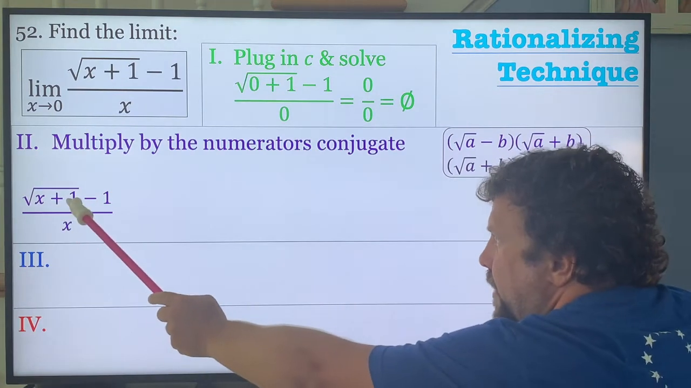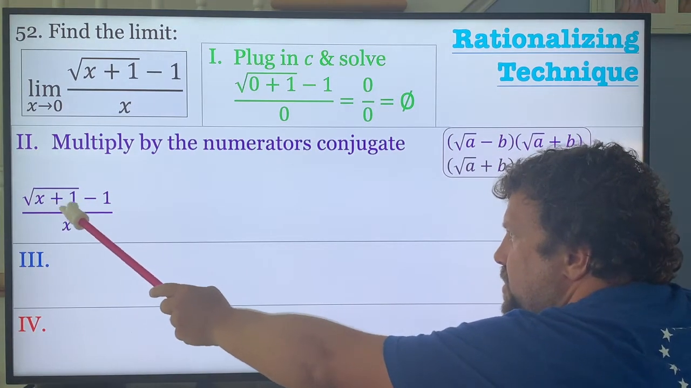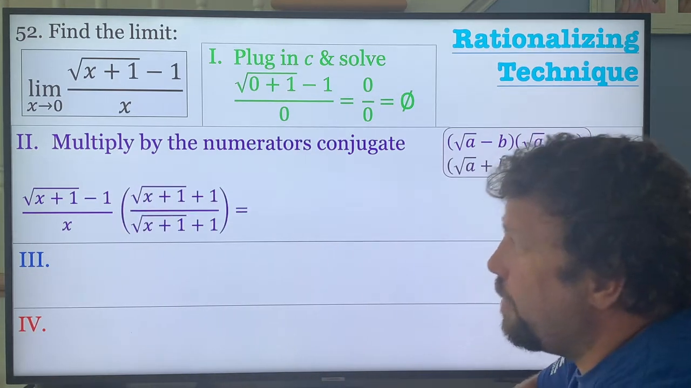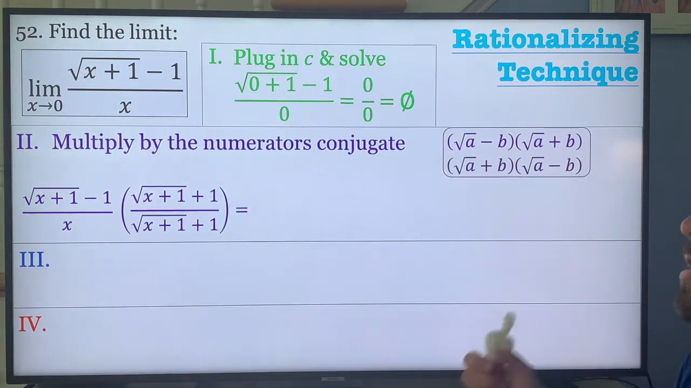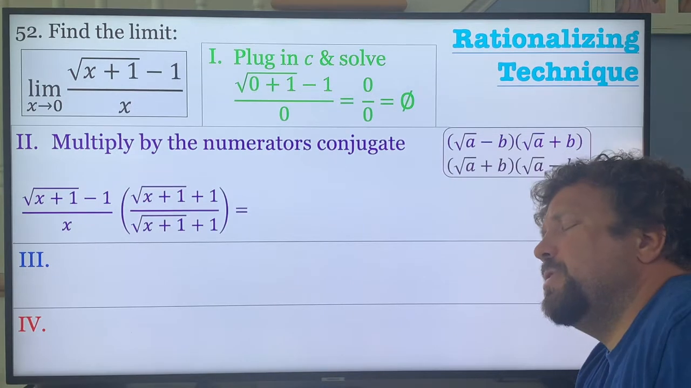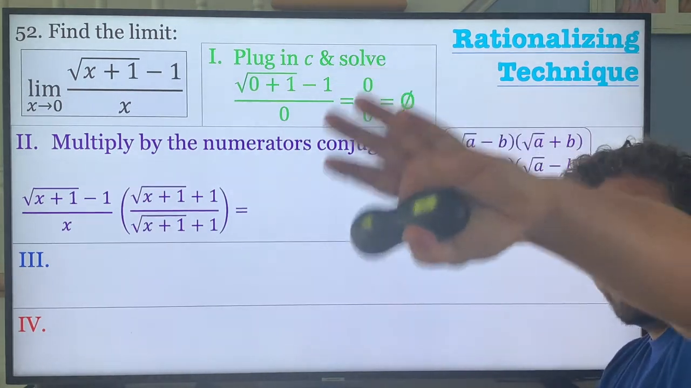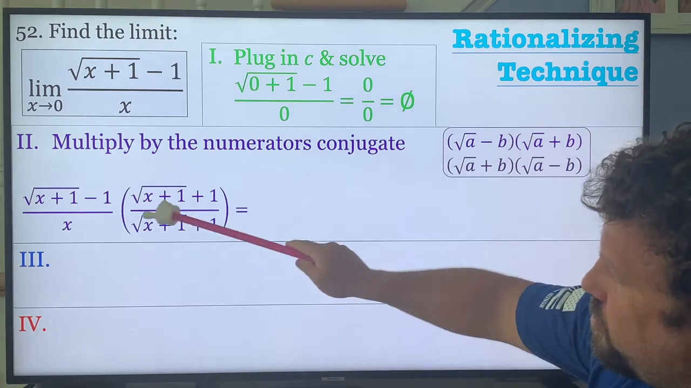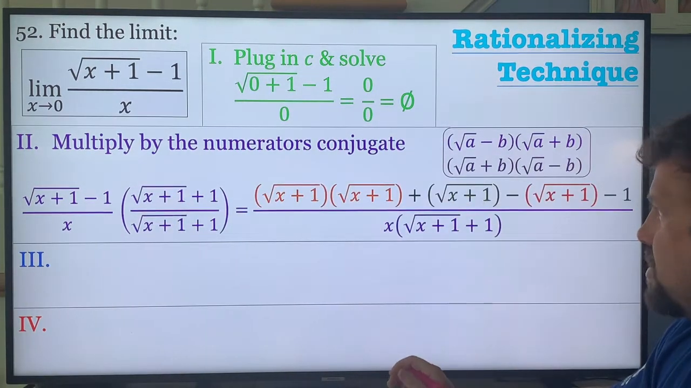So let's look. So we have our conjugate. Our conjugate would be up here. So instead of square root of the quantity x plus 1 minus 1, it would be the square root of x plus 1 plus 1. Now, to keep the fraction the same, whatever you multiply the numerator by, you also have to multiply the denominator by. So that comes out to this. All right, ready for the next?